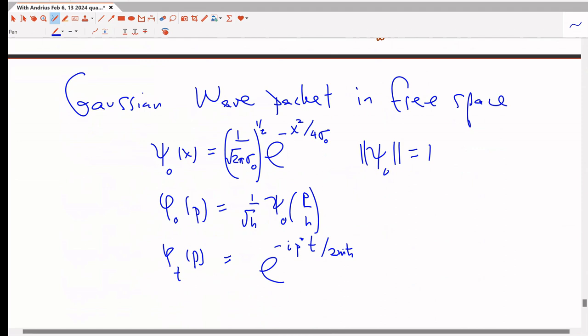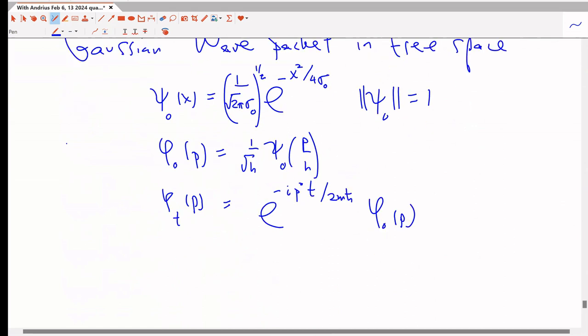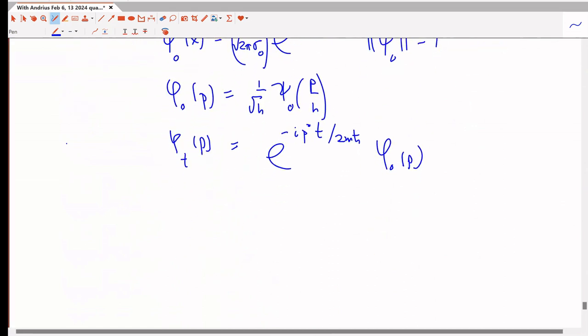And that's going to be times our phi naught p. So you can immediately write down the time dependence of the wave packet in momentum space just by multiplying by this unimodular function. Right? And that's what we've been talking about, this whole rotating round and round.